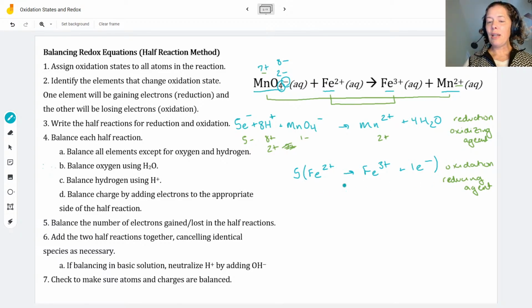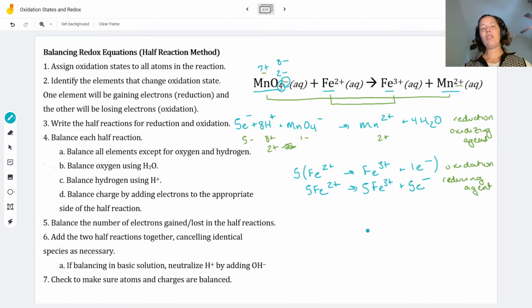So what that's going to end up looking like if I just multiply this 5 on through is 5Fe2+ goes to 5Fe3+ plus 5 electrons. And you can see it doesn't unbalance my number of atoms. They should still be balanced, and my charge should also still be balanced, which you can see, yes, my charge is also still balanced, except instead of being 2, it's now 10.